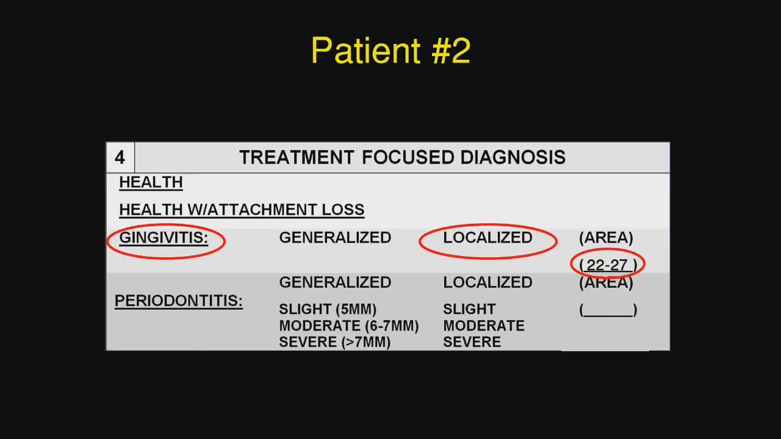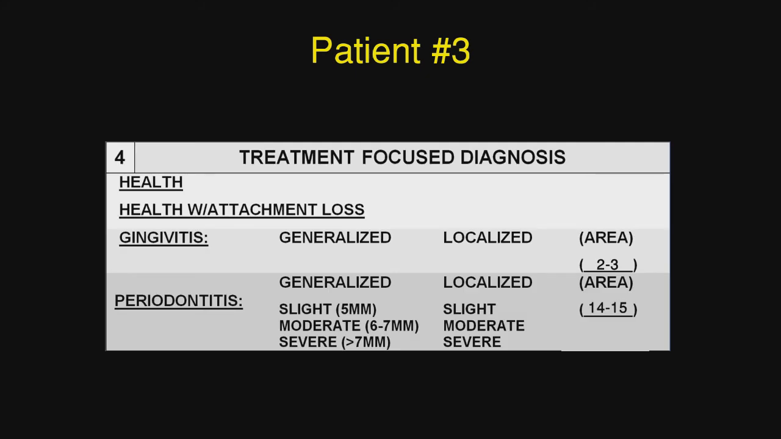Patient number 2 has a localized gingivitis. Now, what does that tell us? We're not going to be doing any root planing. The rest of the mouth, other than the lower anterior, is healthy, and the scaling is going to be focused on the lower anteriors, and the rest of the mouth would be treated as a healthy mouth, and a prophy would be done.